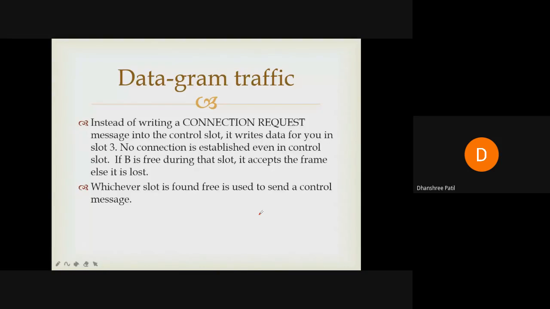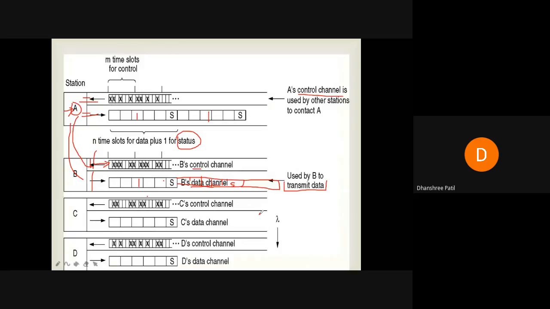So these are the three classes with the help of which we can understand the working of the wavelength division multiple access protocol. Okay, so is there any doubt in this protocol? If yes, you can ask me.